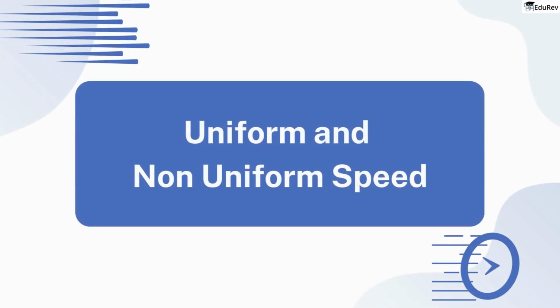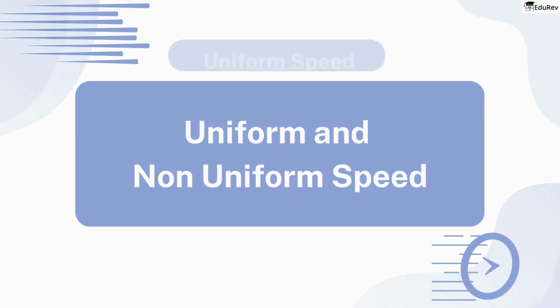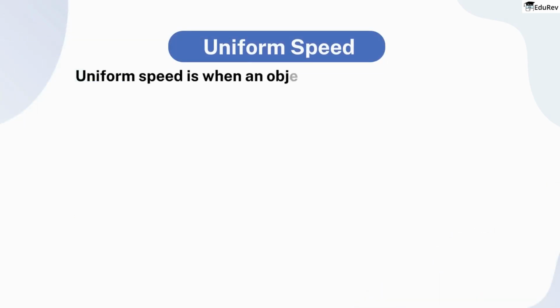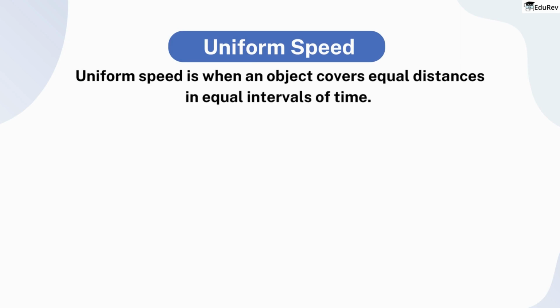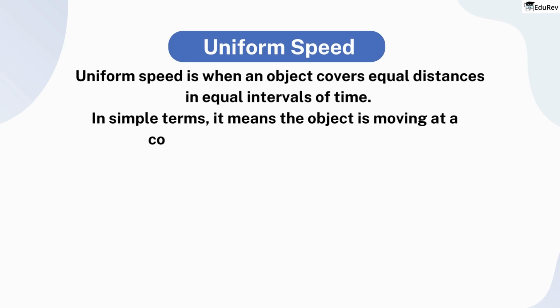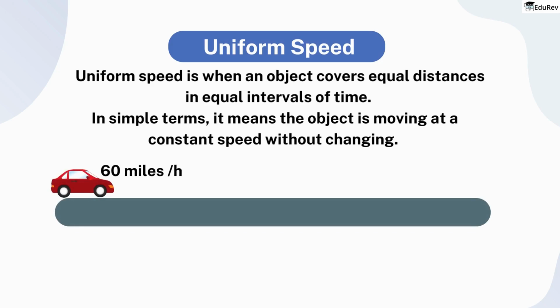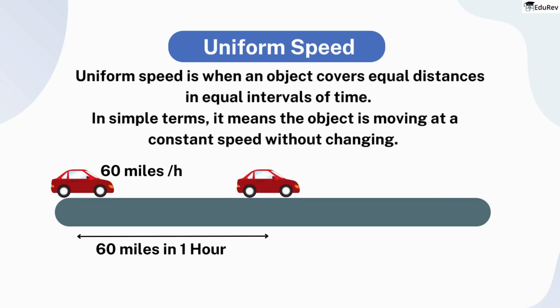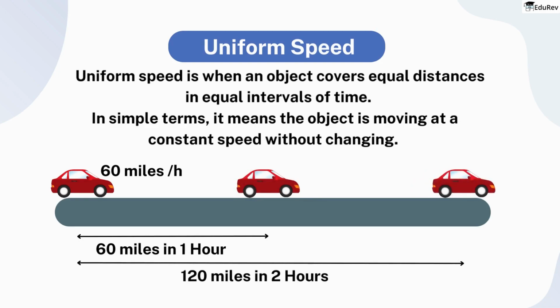Let us now understand speed better by discussing uniform and non-uniform speed. Uniform speed is when an object covers equal distances in equal intervals of time. In simple terms, it means the object is moving at a constant speed without changing. For example, if a car is moving at a steady speed of 60 miles per hour, it will cover 60 miles in 1 hour, 120 miles in 2 hours, and so on.